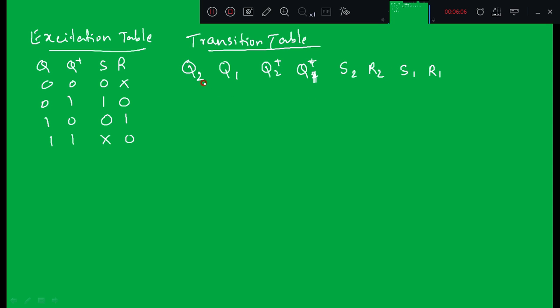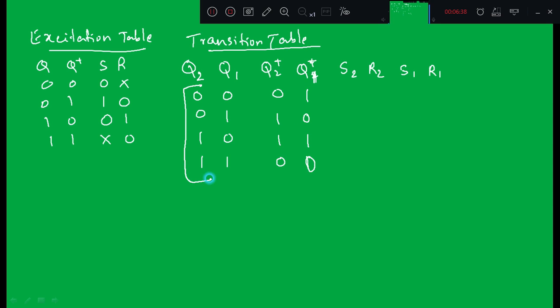Now we are designing a mod 4 counter, which means there are a total of 4 states: 0 0, 0 1, 1 0, 1 1. After 0 0 we will have the next state 0 1. After 0 1 we have 1 0. After 1 0 we have 1 1. After 1 1 we have, sorry, 0 0. Now fill out S2, R2, S1 and R1 from the excitation table.